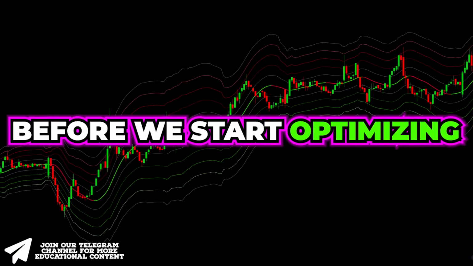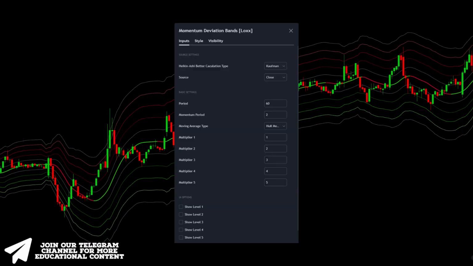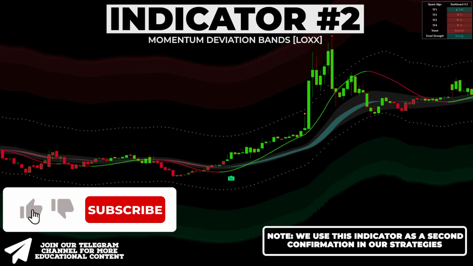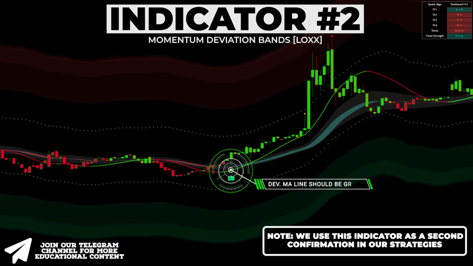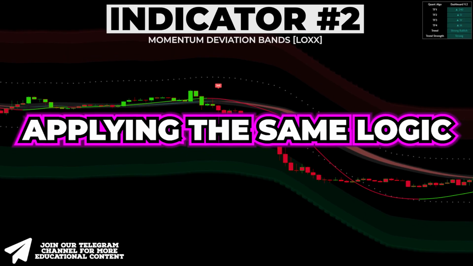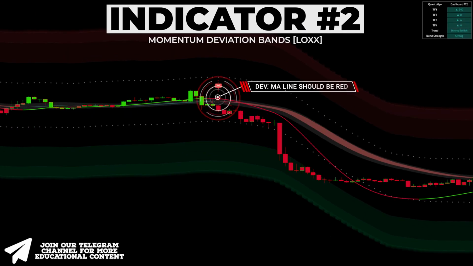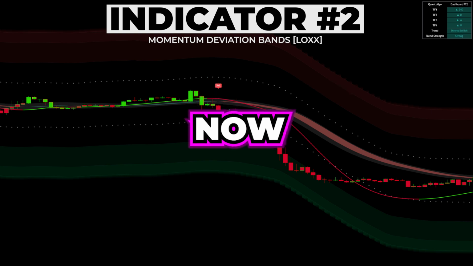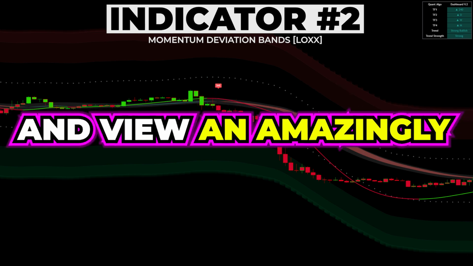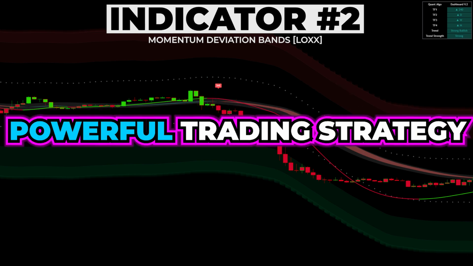Before we start optimizing the indicator settings, open the Inputs tab and disable all show level options to keep the chart clean. It's important to note that we use this indicator as a second confirmation, which means we want the line to be green to confirm a buy signal printed by any trigger event indicator. Applying the same logic, the momentum MA line should have a red color to validate the sell signal issued by the trigger event indicator.